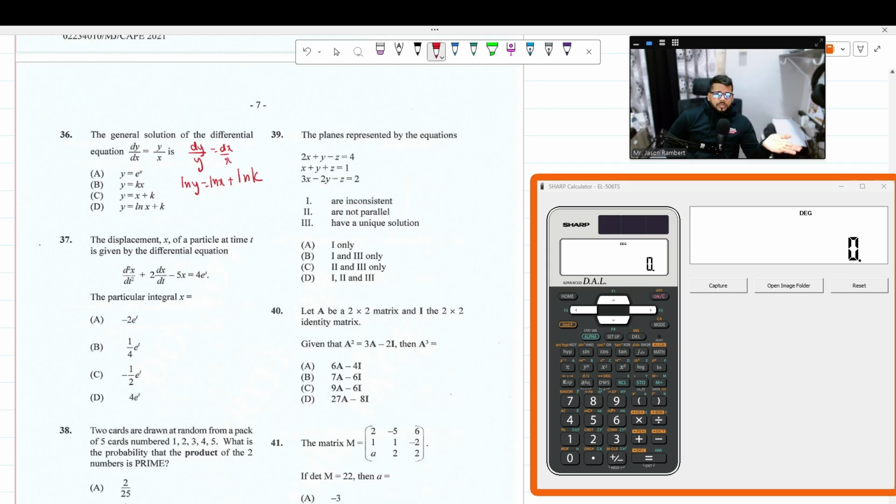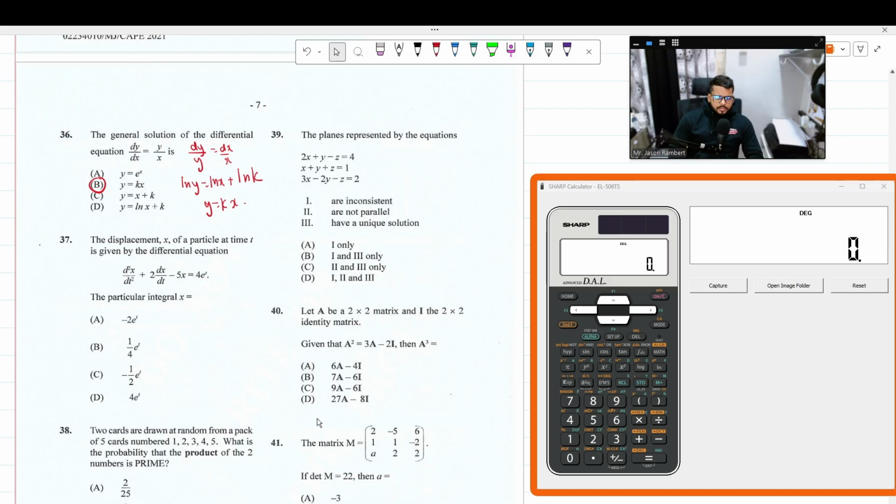Depending on the question, you could put the constant of integration to be sine k, tan k, e to the power of k. It doesn't matter what you put the constant as long as it is a constant. This is going to be ln y is ln kx. So y is going to be kx, by removing the log.